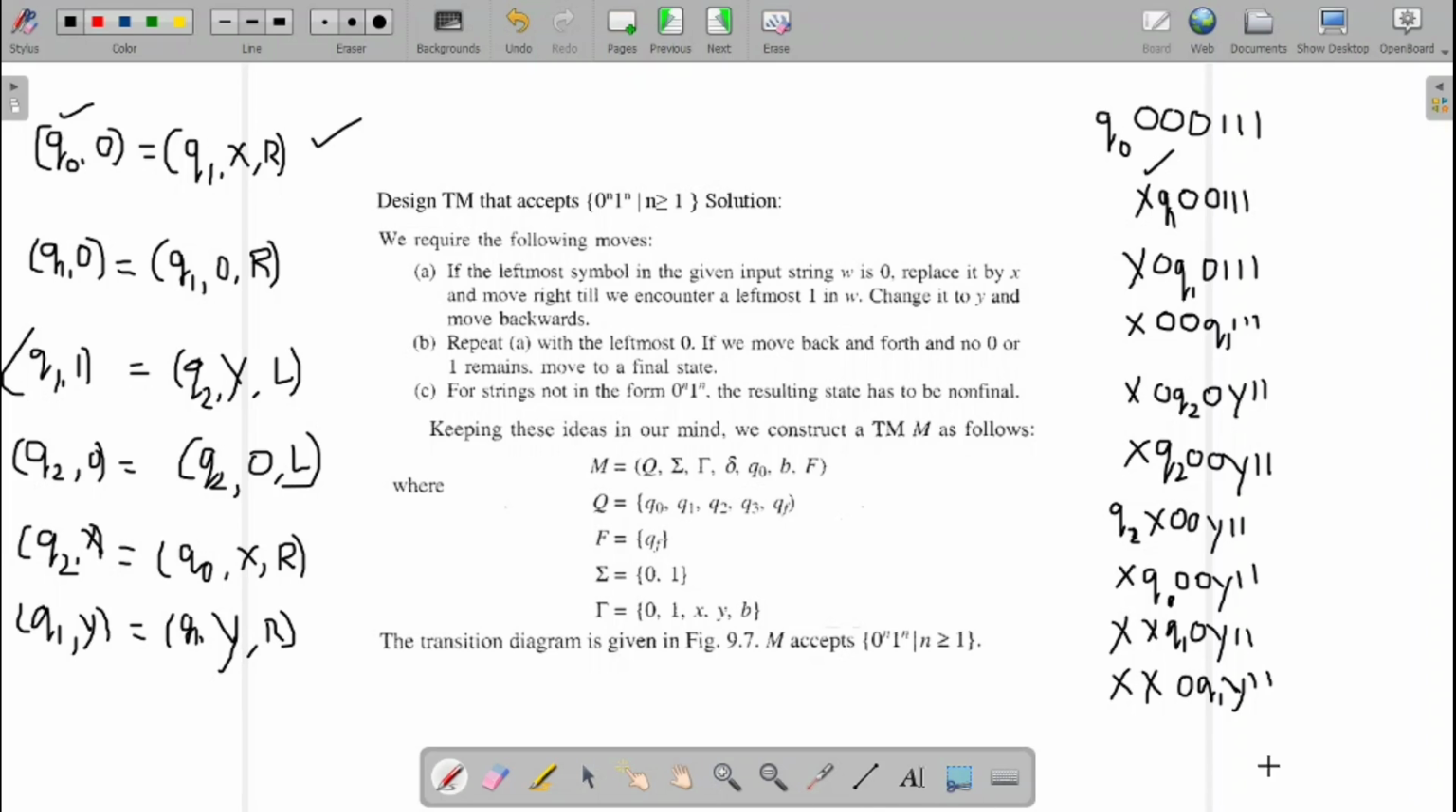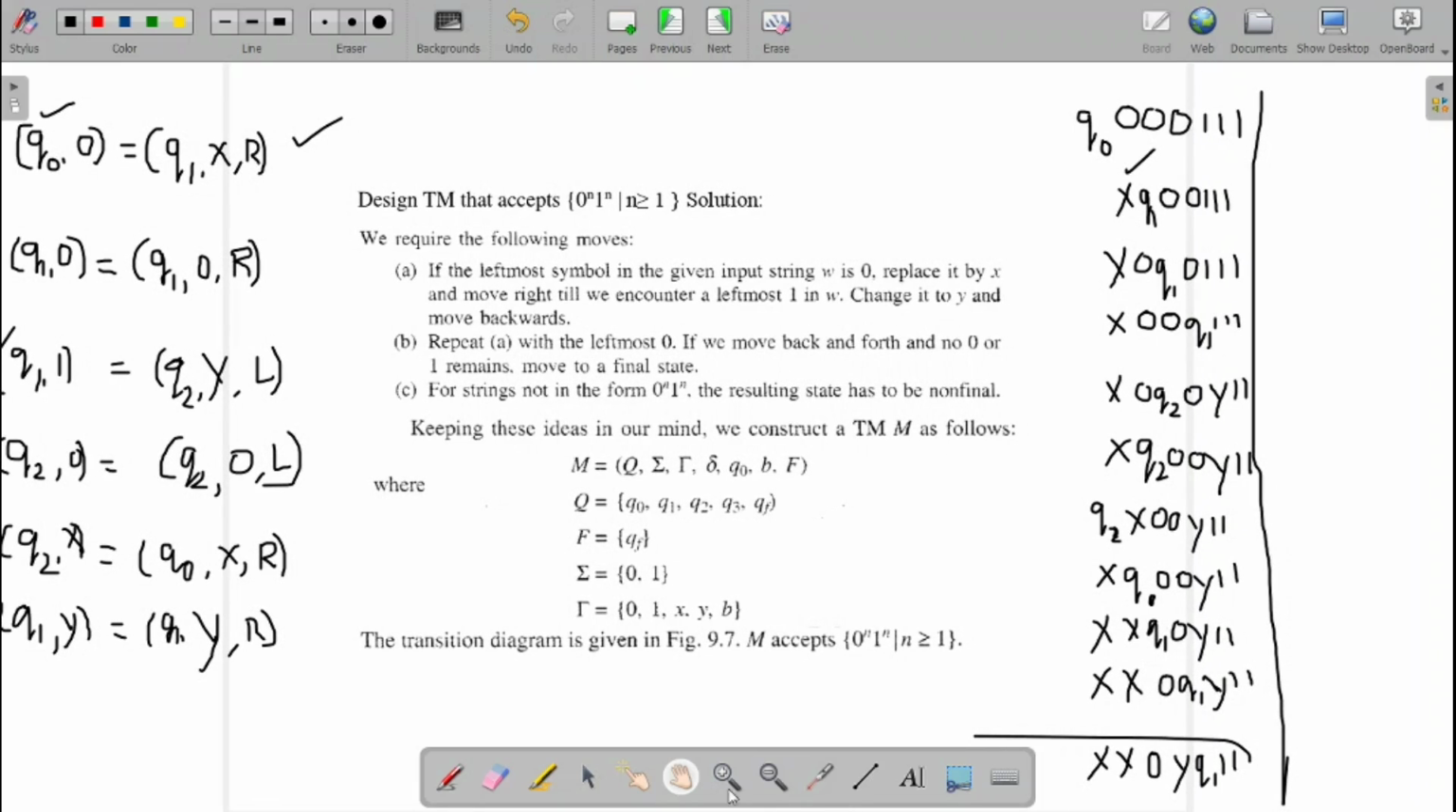That is X, X, X, 0, Y, Q1, 1, 1. Again, Q1 on 1. So now this Q1 I need to replace with Y. So now what will I get? This 1 I need to replace with the Y. So I will get it as X, X, 0.